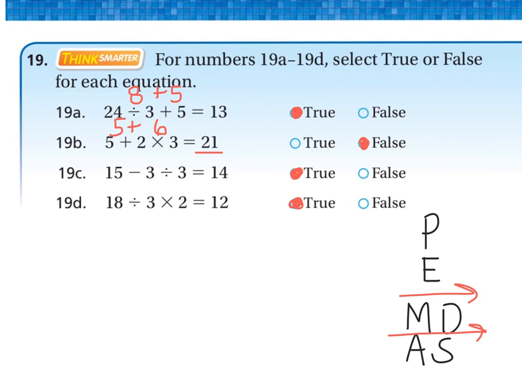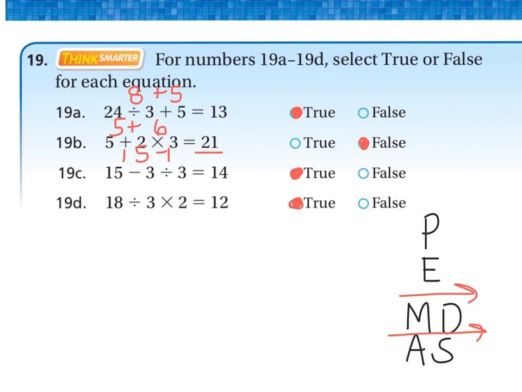If you got 21, you forgot about the order of operations, and you did 5 plus 2 is 7, and 7 times 3 is 21. You must multiply first. 19C, the first thing we will do is divide because that comes before subtraction in my order of operations. 3 divided by 3 is 1. 15 minus 1 is 14. That is true.